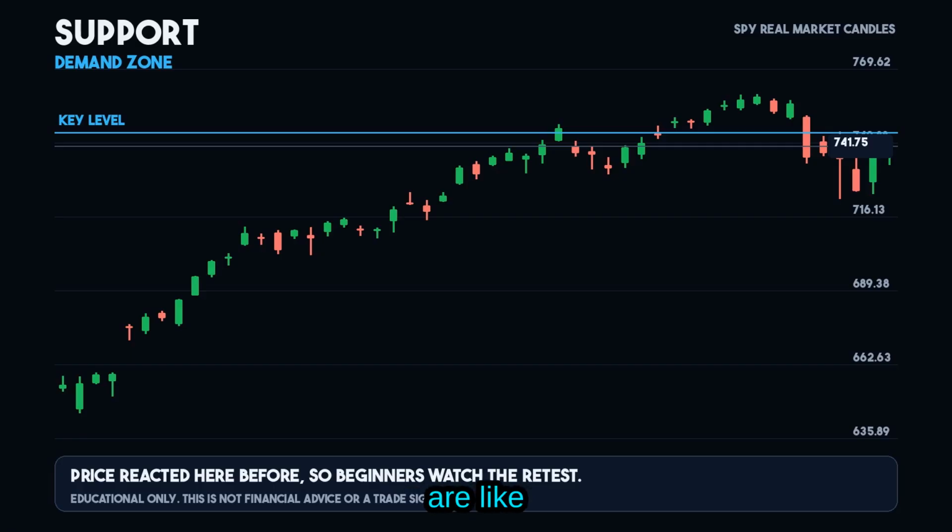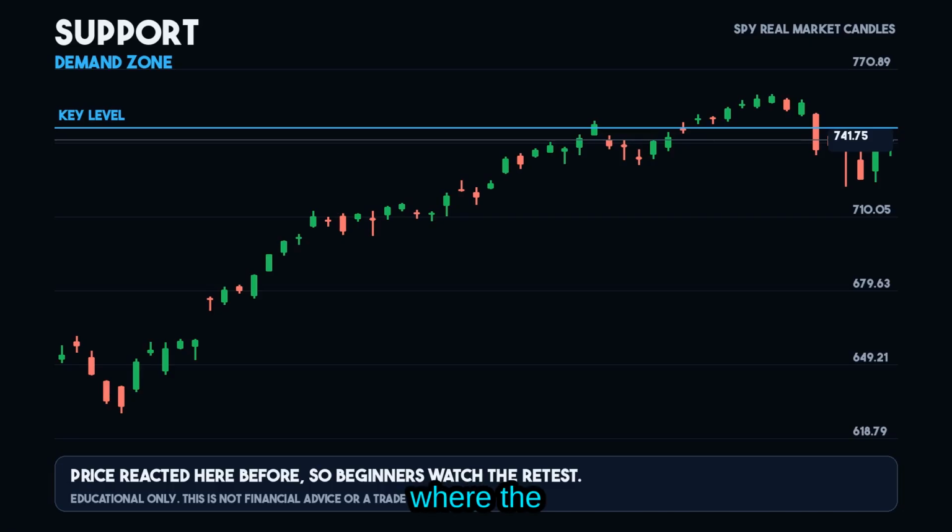Support and resistance are like the walls of a house. Support is like the floor; it's a price level where the price tends to stop falling and bounce back up. Resistance is like the ceiling; it's a price level where the price tends to stop rising and fall back down. Support can be classified into three main types. Resistance can also be classified into three main types.